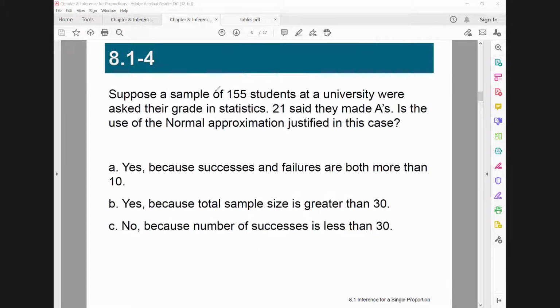Here we have a sample containing 155 students. That means, please. Hello.